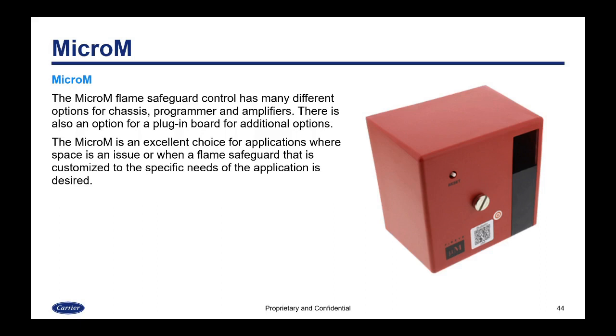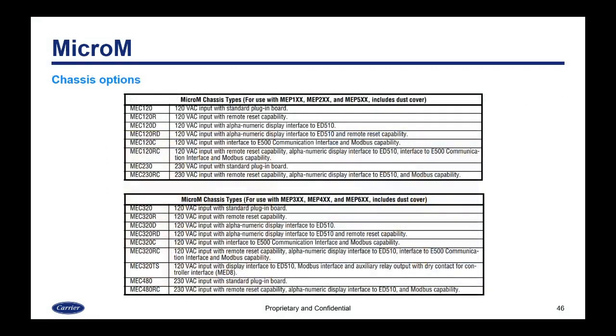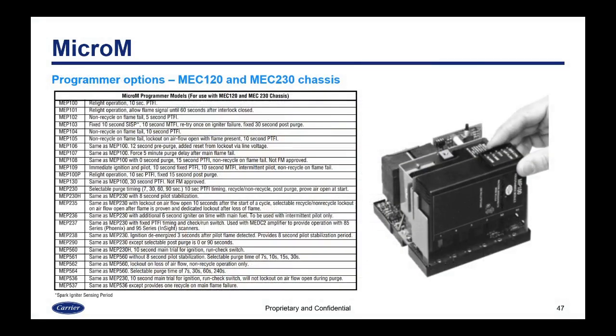So the MicroM has two wiring base options, just like the flame monitor, one for use in a panel and one for use exterior. There's a number of chassis options. So we have two different categories of chassis, and they're listed here. For each of those chassis, there is a list of programmers that you can use. So this is just the list of programmers to use with one chassis. So you can see there's a lot of choices with the MicroM. You can really customize it to what you need. And here's the list for the other chassis.